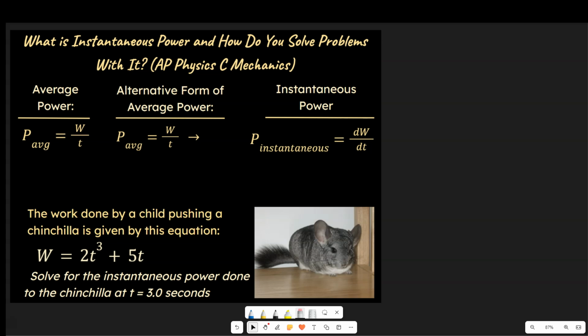Hey, welcome back. Today we're going to be talking about instantaneous power and how you can solve problems using instantaneous power ideas. So let's go ahead and get to it. First, I do want to super quickly review what we mean by power.